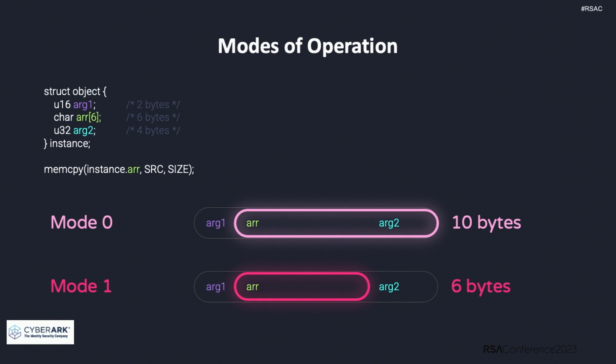If we compile our kernel module under Fortify source in mode 0, we can indeed still overflow our array buffer, thus overriding or corrupting the data stored underneath in the arg2 variable. But if we compile our kernel module under Fortify source in mode 1, we cannot overflow our array buffer, thus a much safer memcpy operation.